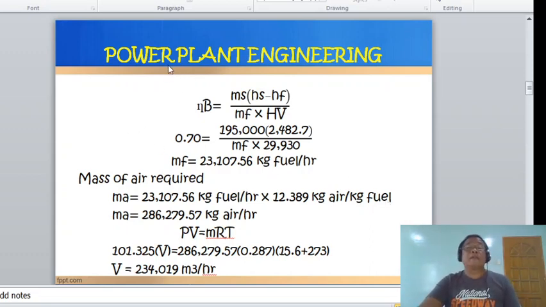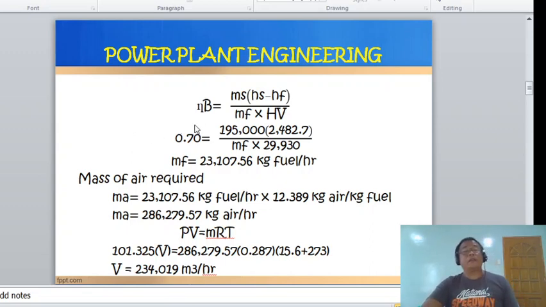Okay, so for the boiler efficiency of 70%, the formula, of course, boiler efficiency is equal to the heat produced by the boiler divided by the heat supplied to the boiler. Determining now the fuel required by the boiler, that is 0.70 multiplied by 195 steaming capacity multiplied by the change in enthalpy over the heating value of the coal. So the mass of fuel required now is 23,107.56 kilogram of fuel per hour.